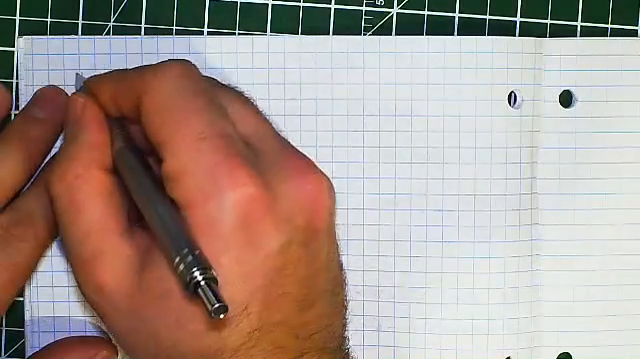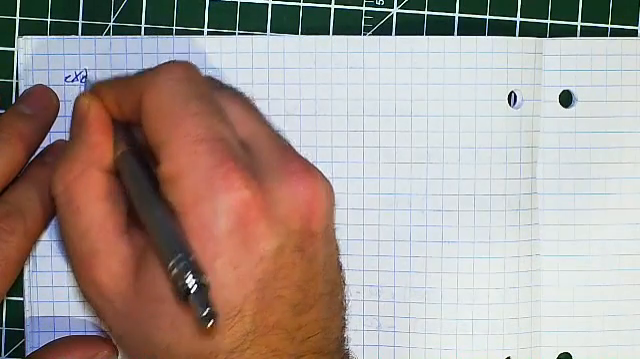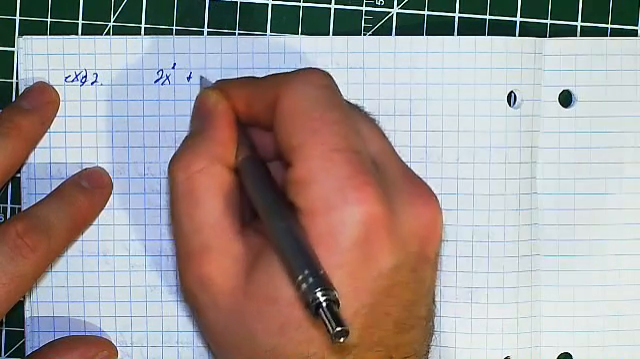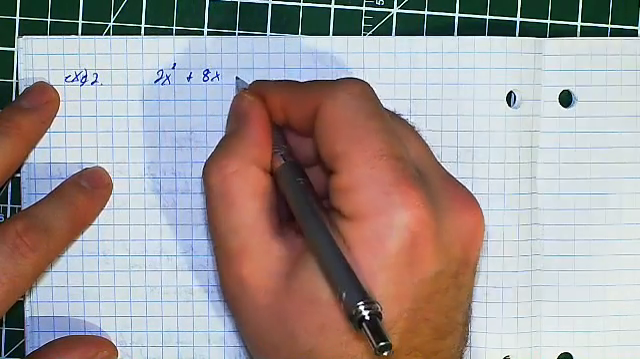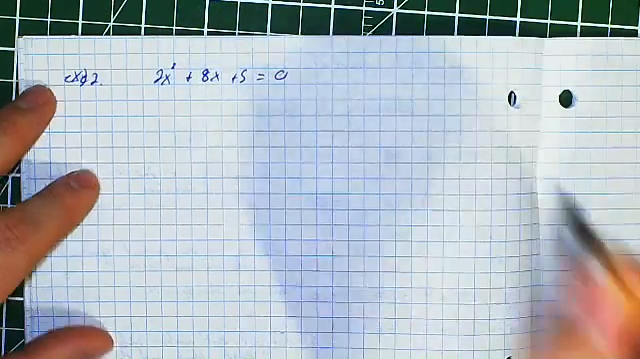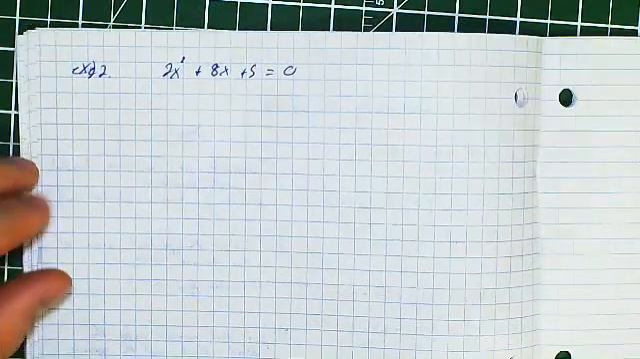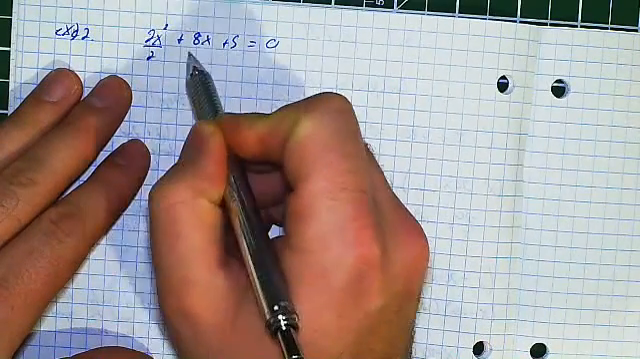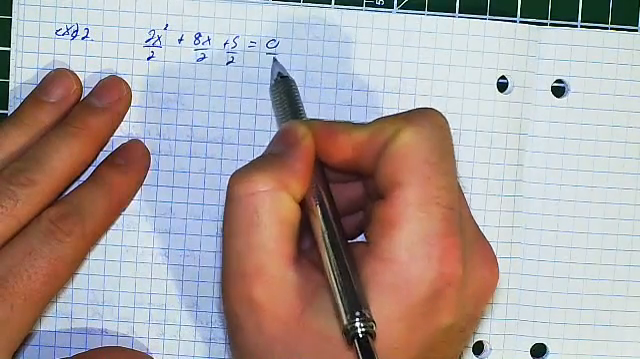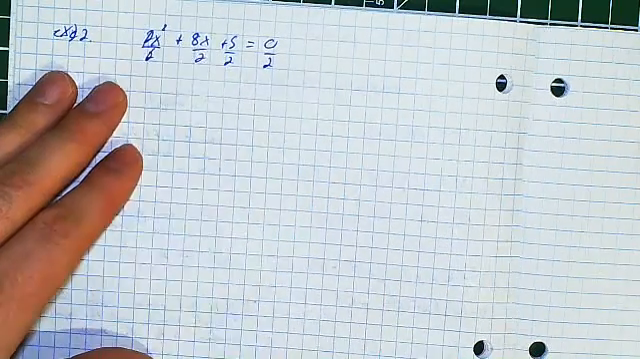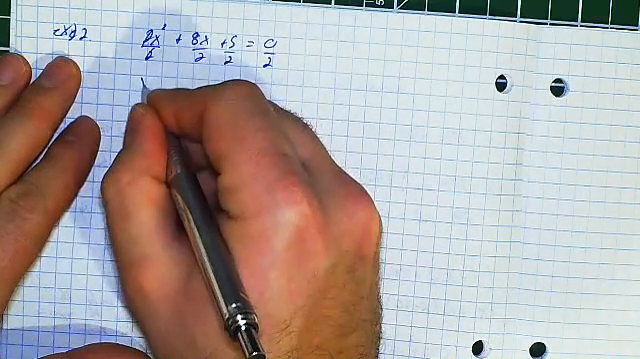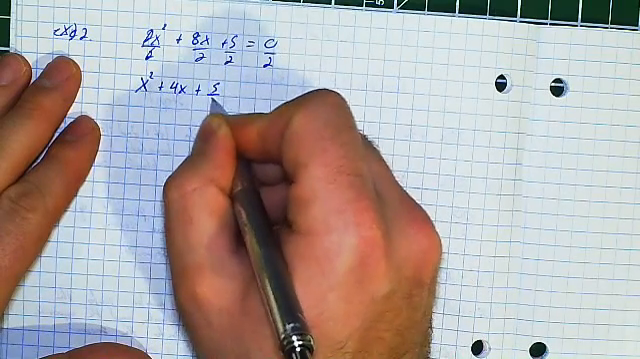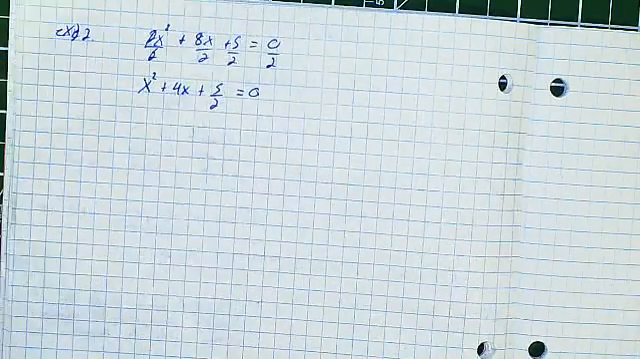So I'm going to have 2x squared plus 8x plus 5 equals 0. And before I get into any of this, what I really want to do is divide everything by 2, because I don't really want a coefficient in front of my x squared. So when I rewrite this, I'm going to have x squared plus 4x plus 5 over 2 equals 0.